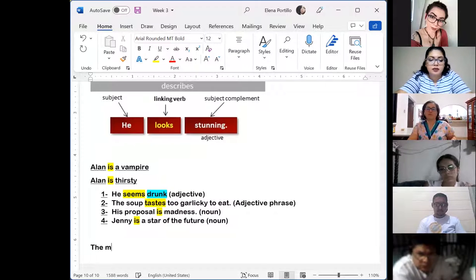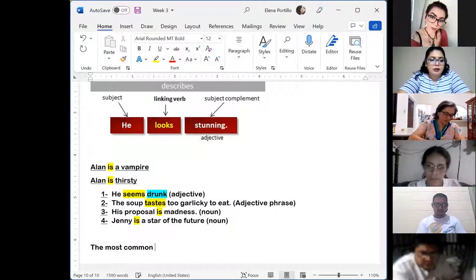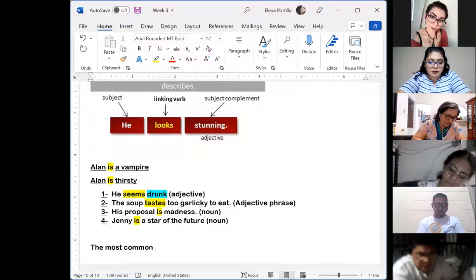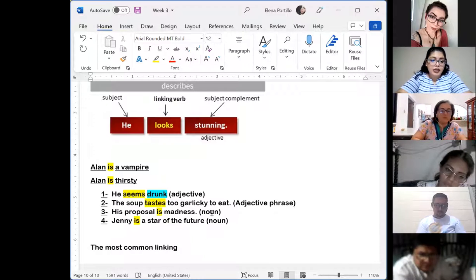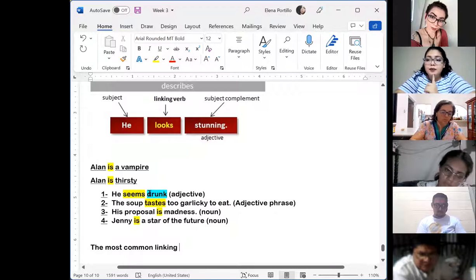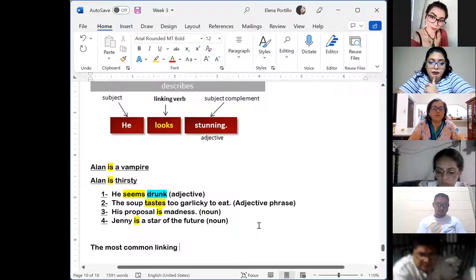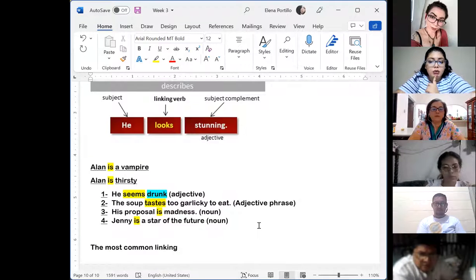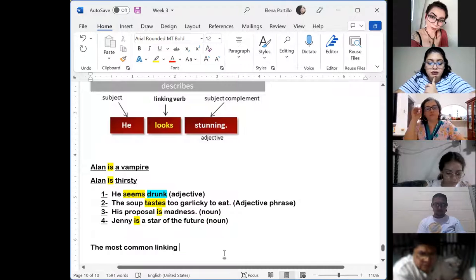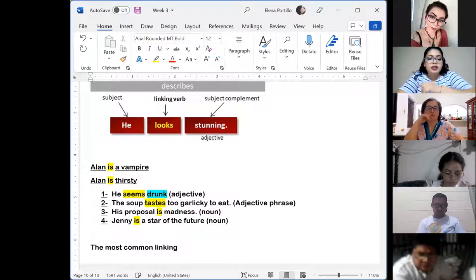Excuse me, teacher. Coming. In this case, the linking verb is seems. In this case, it seems. Seems, so, taste. Taste, yes. And is. Yes. Those are the linking verbs. So okay. Why are we using seems and taste? Because it is talking about feels. Okay. So the most common linking verbs.